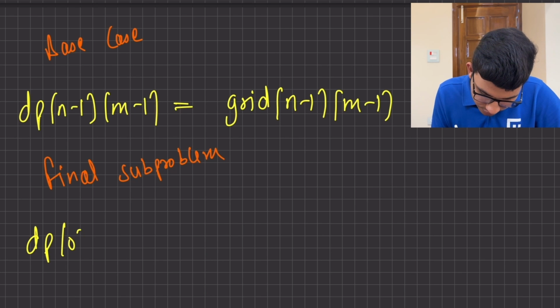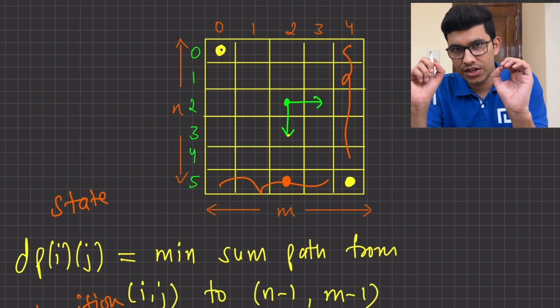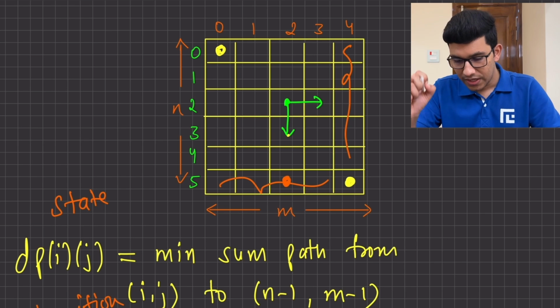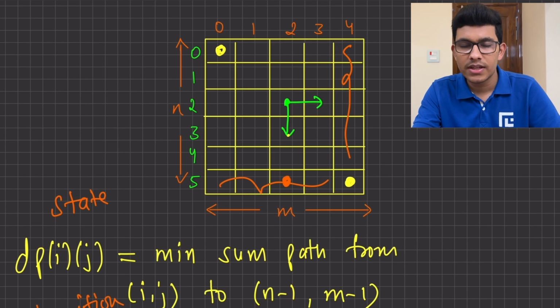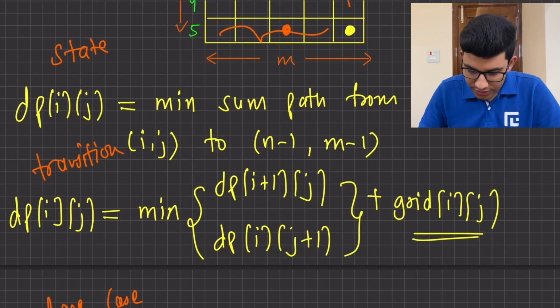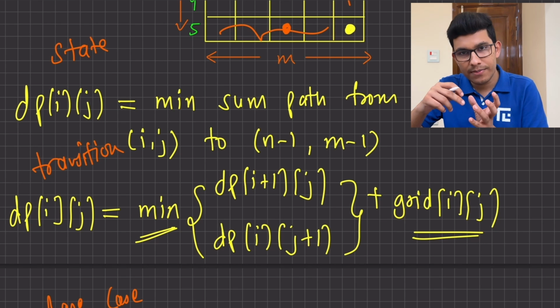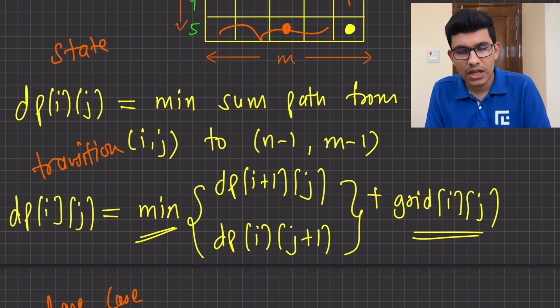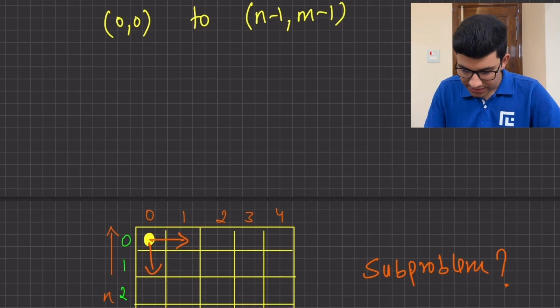Final subproblem will be DP of 0, 0. Now think about a variation. Let's suppose I ask you, okay, don't tell me the minimum, tell me the maximum. Can you still do it? Yes, because then you will just change this transition from minimum to maximum. Correct? So this variation is done, right?